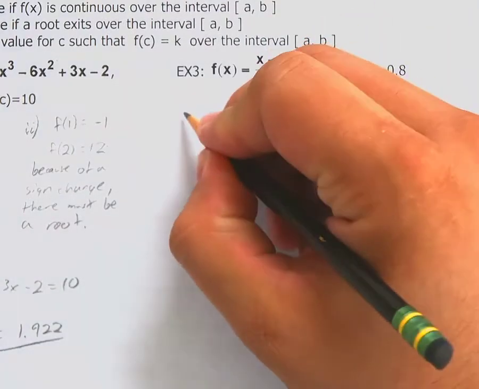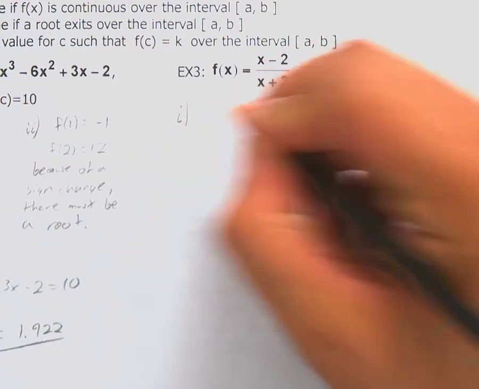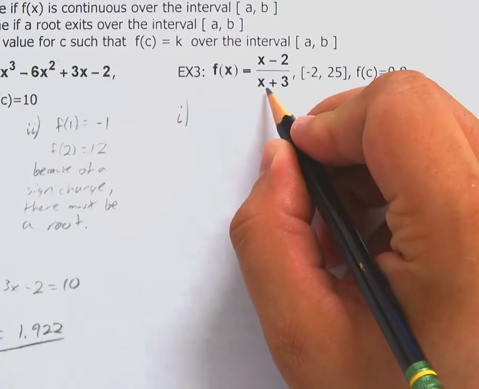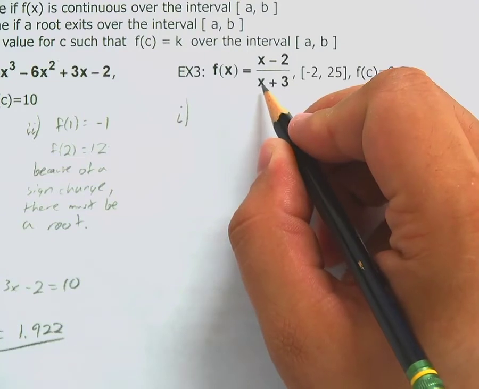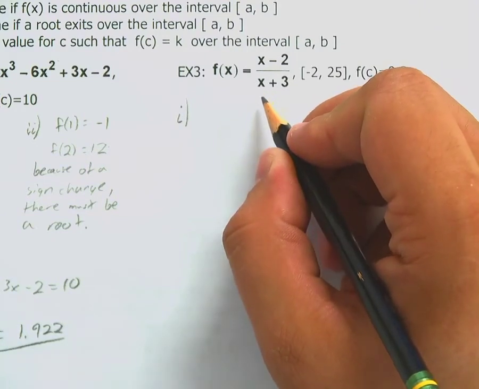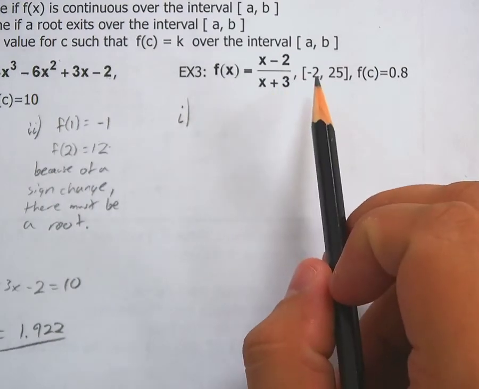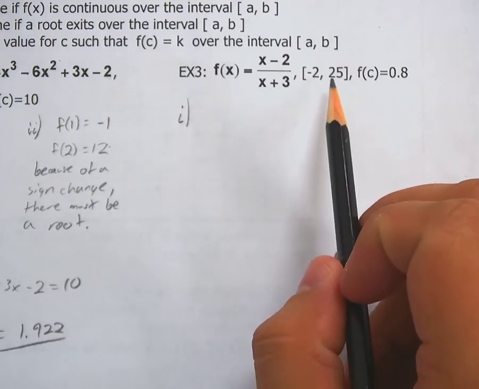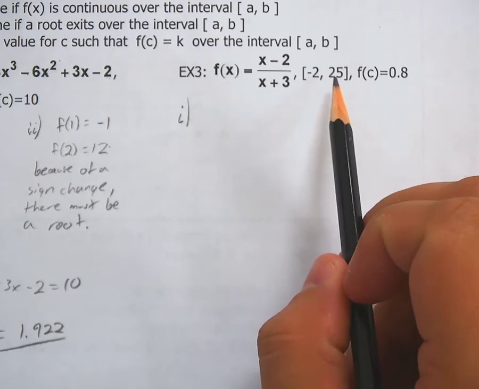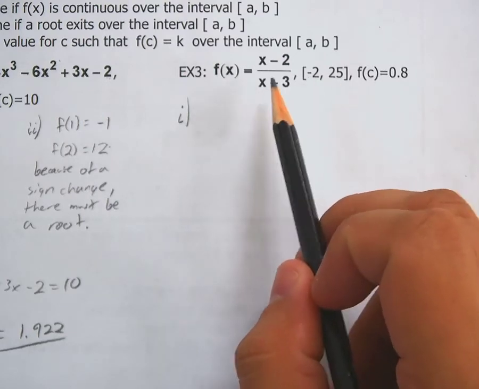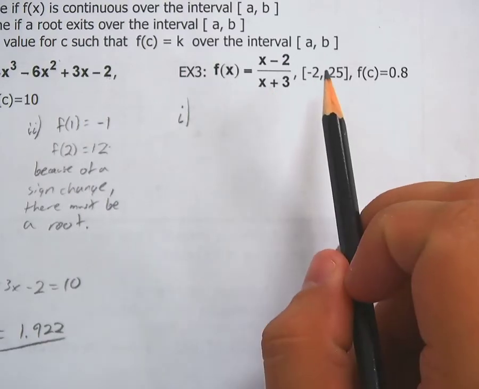So here's what I would write. First off, where does this equal 0? What happens when x is negative 3? Well, that's fantastic and all, but what's our interval? Our interval is negative 2 to 25, and this is negative 3. That's outside of our interval.